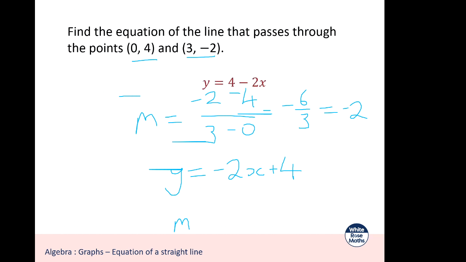Okay, that's my answer for that, or y equals 4 minus 2x. Either answer works. You can do foundation right now.